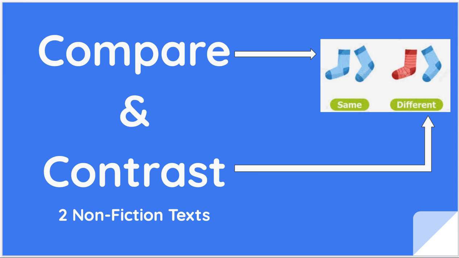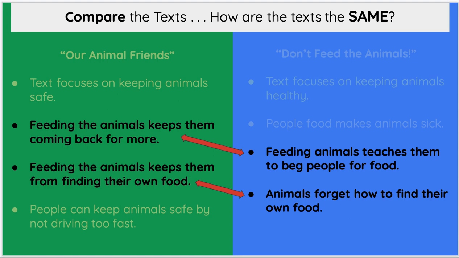And we've figured out some ways that they are similar. We've compared these two texts. Look at where I have our red arrows. Well, in order for them to be similar, they have to have some things that are the same. Feeding the animals keeps them coming back for more. Feeding animals teaches them to beg people for food. Sounds sort of similar to me.